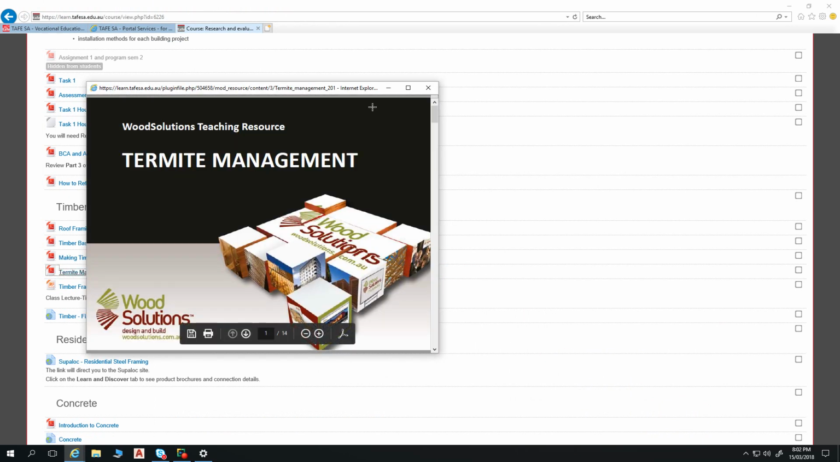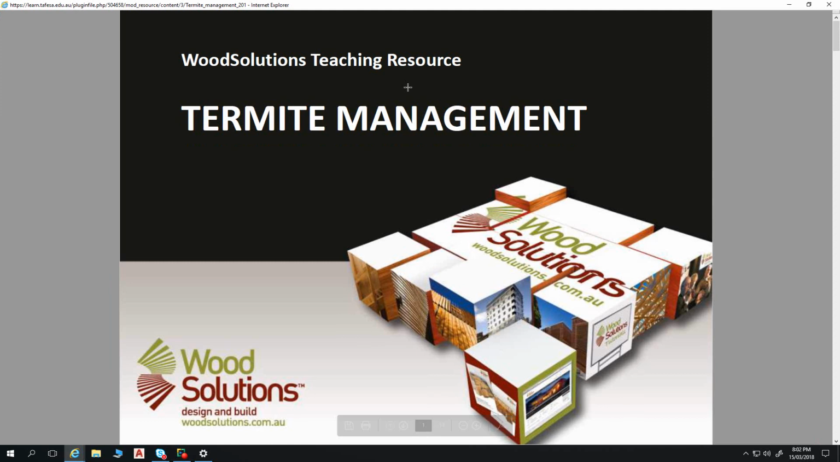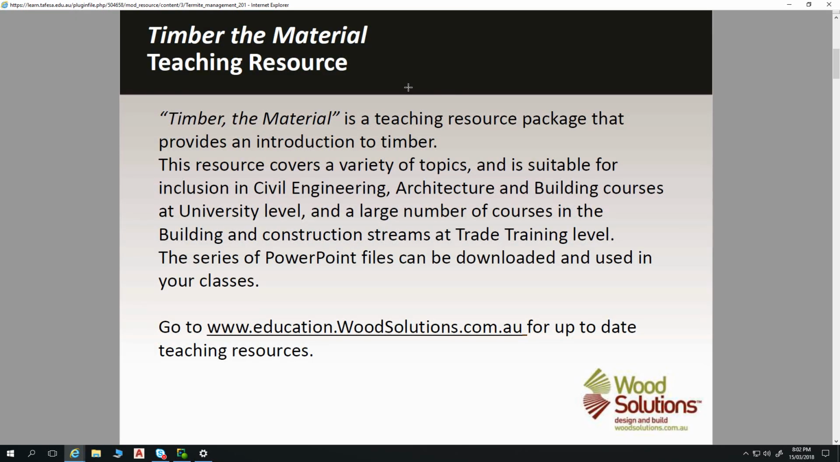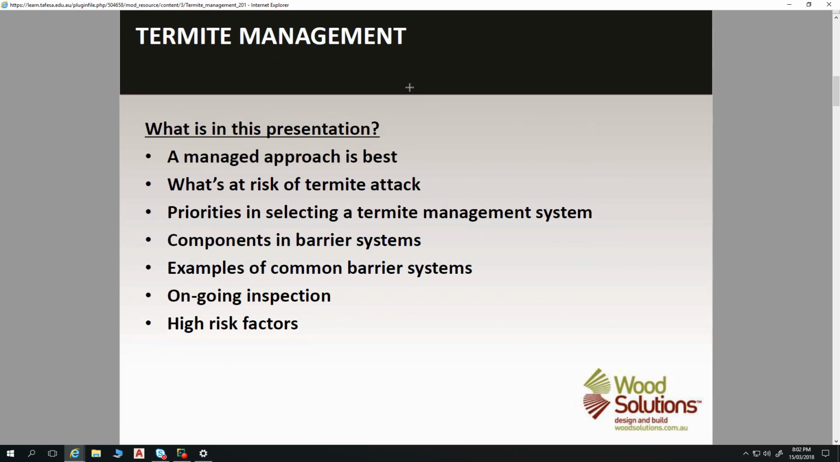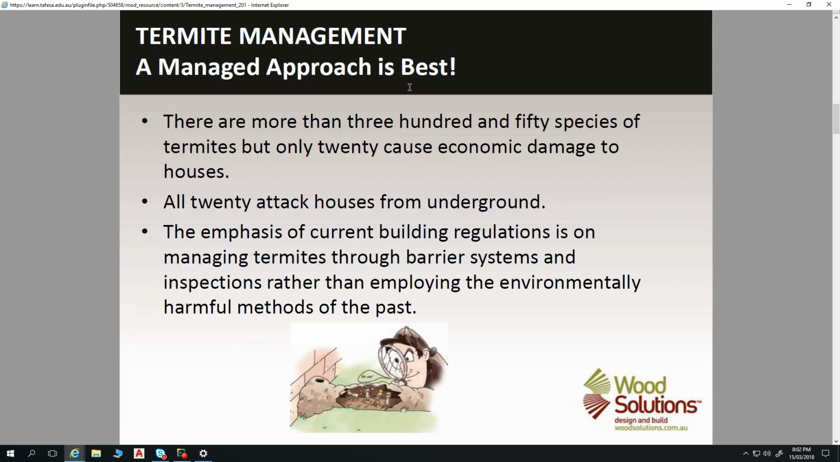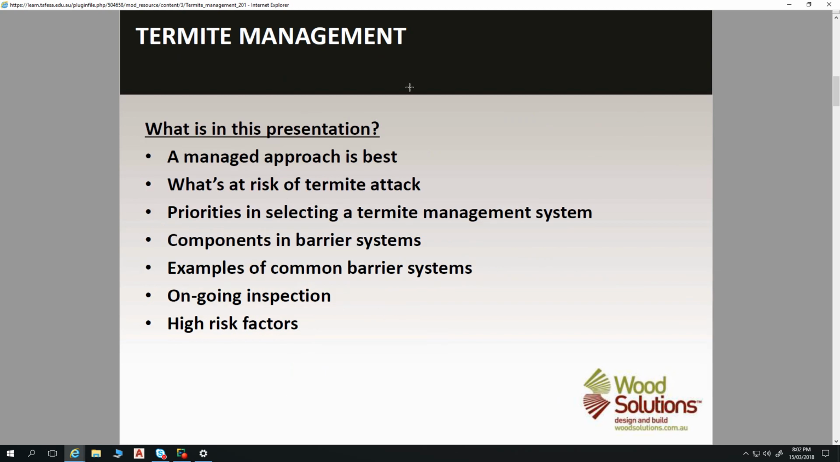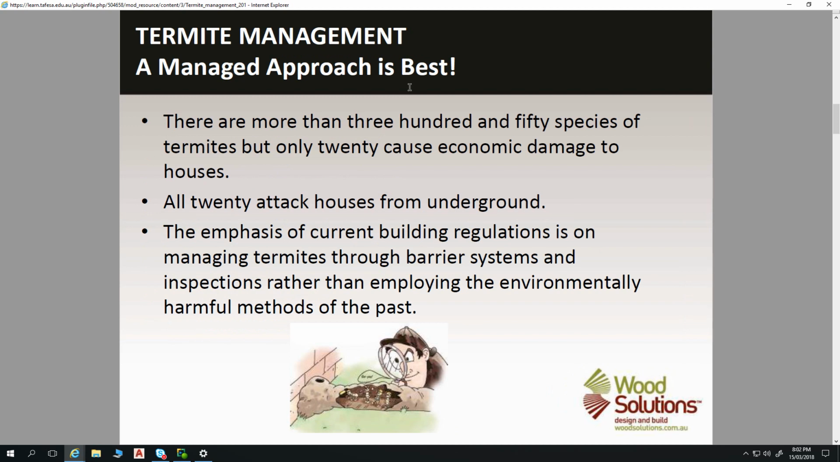The final set for timber is termites. So, a managed approach is best. There are more than 350 species of termites, but only 20 cause economic damage to houses. All 20 attack houses from underground.